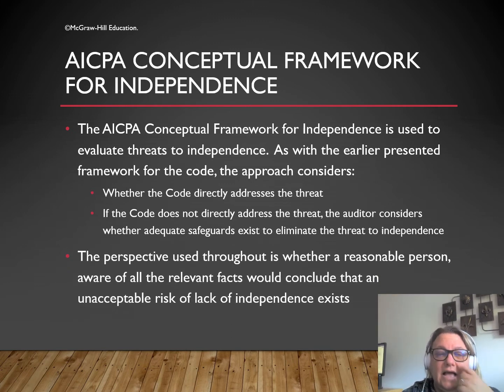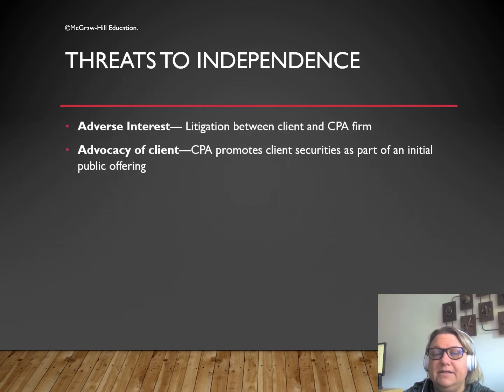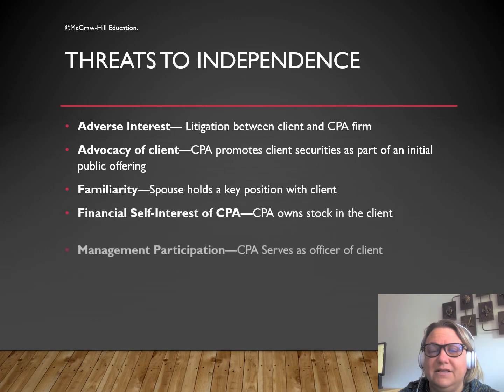And the idea, again, is that a reasonable third party, aware of all of the relevant facts, someone that's not on the engagement and not with the firm, would conclude whether or not there's an unacceptable threat to independence. So here are some threats to independence. I was trying not to name these earlier. It's so easy to want to just go directly to this because it makes so much more sense. So these are all the different threats.